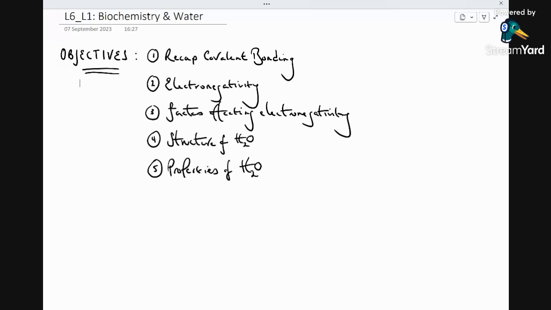We will then look at the factors that affect the electronegativity of various atoms. We will then look at the structure of a water molecule from a sort of chemical perspective, and finally link the structure of water to its biochemical properties, and then why that is useful in biology. Which is really important for many other topics. So this is hopefully a straightforward start, but the concepts are really key and come up many times throughout the A-level course.